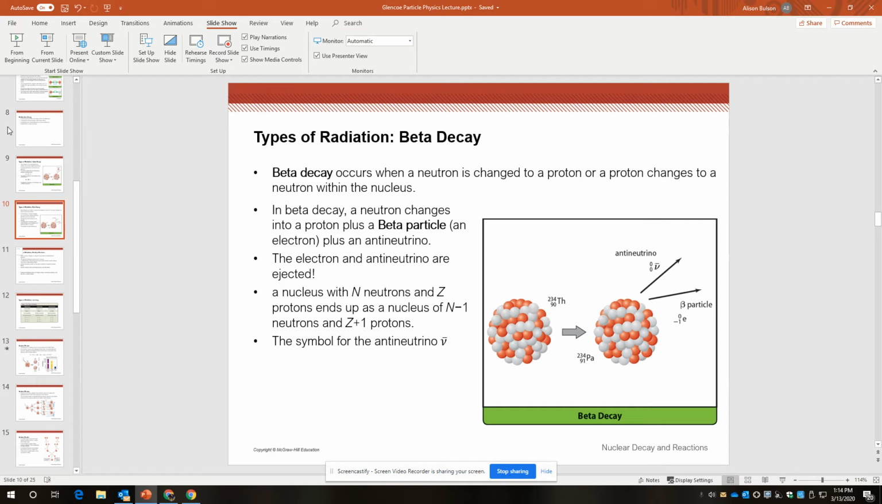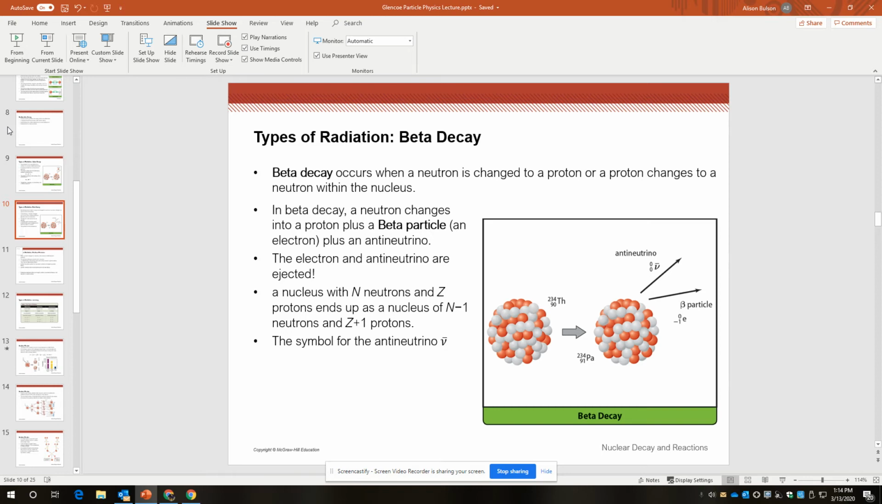This can happen, according to quantum mechanics, because quarks and gluons can mix and mingle and kind of exchange with each other. So a neutron is 2 down and 1 up, and a proton is 2 up and 1 down quark. So if a neutron changes into a proton, one of those down quarks switches to an up quark. It's like magic to me.